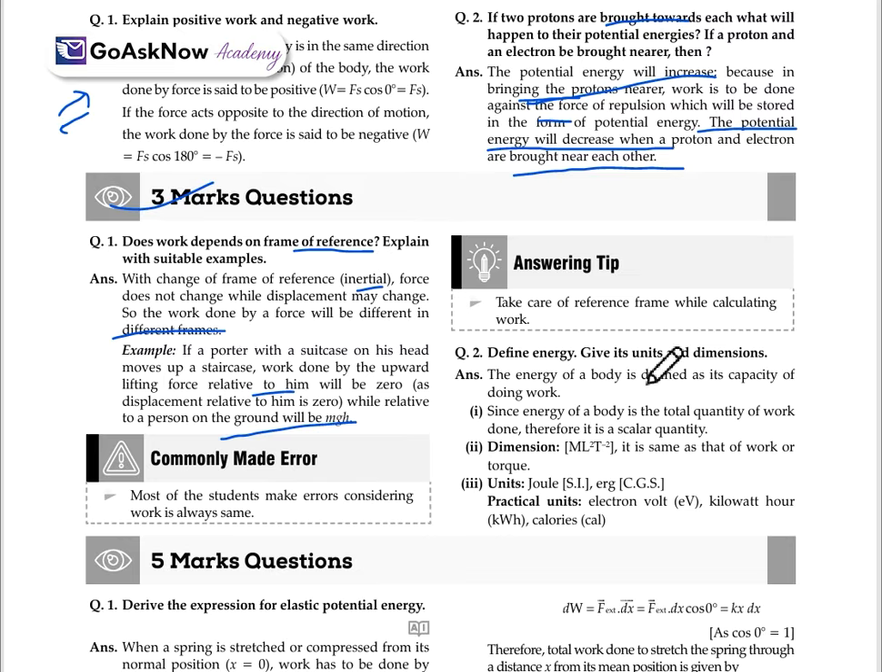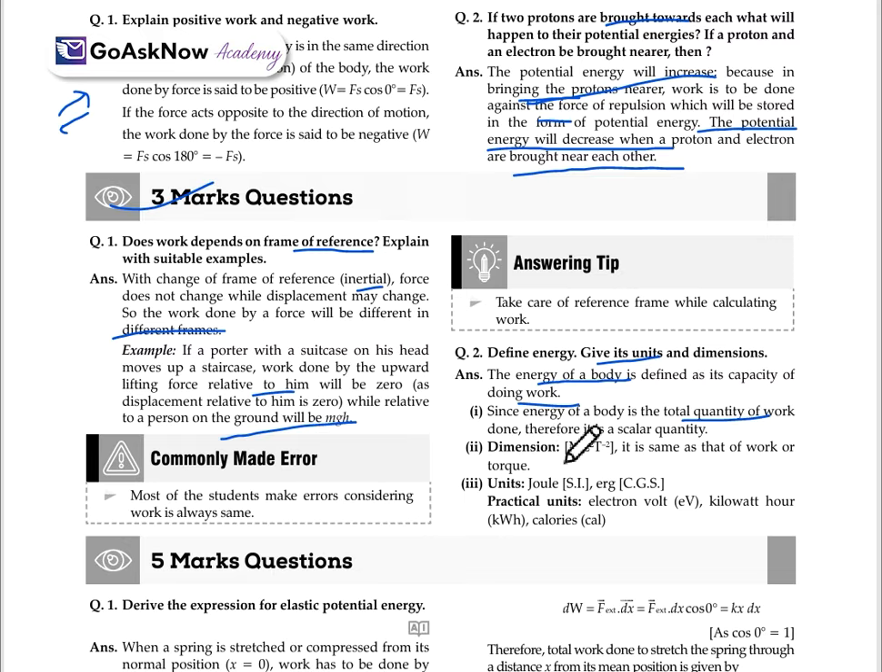So this is the difference, with the example, that it will be different with respect to different frames. Define energy, give unit and dimension. We have to explain what energy actually is, and also explain the unit and the dimension. The energy of a body is defined as its capacity of doing work. Since energy is the total quantity of work done, it is a scalar quantity.